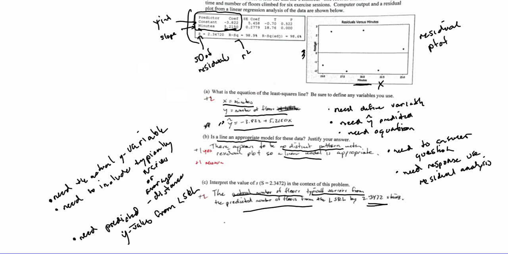Standard deviation is the average distance from the mean. Well, we don't have a mean in bivariate data. We actually have a linear regression line, so we always compare it to that.